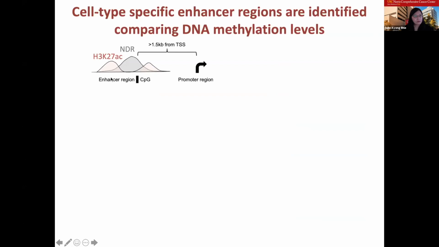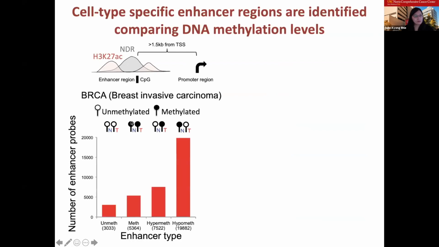So we use the ChIP-seq and NDR data from some cell lines and samples, and then we overlap with the CpG sites that are located far from the transcription start site, the enhancer probes. Then using a DNA methylation data set, for example, breast cancer data from TCGA, we were able to compare the DNA methylation between normal and tumor and identify over 19,000 enhancer probes that have hypomethylation.